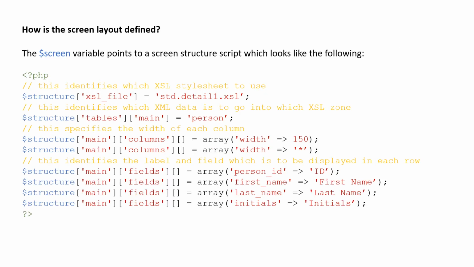How is the screen layout defined? The screen variable points to a screen structure script which looks like the following.